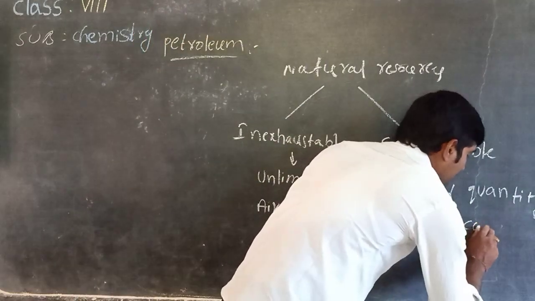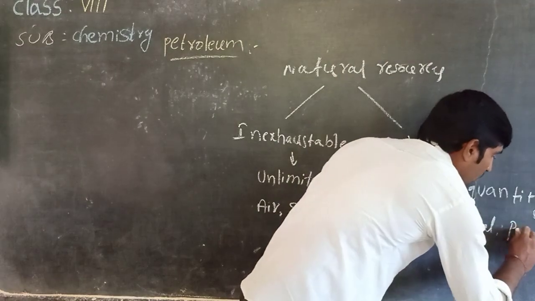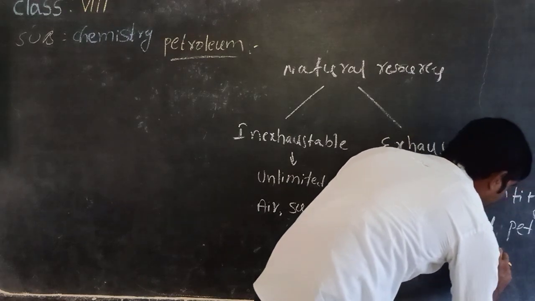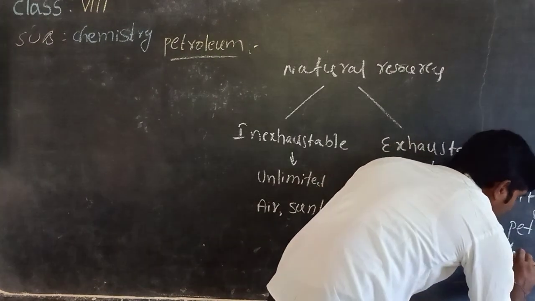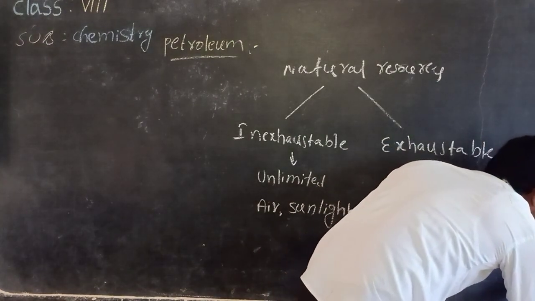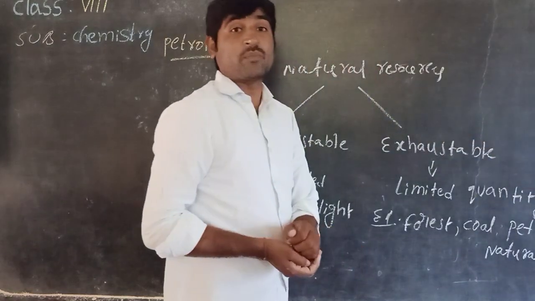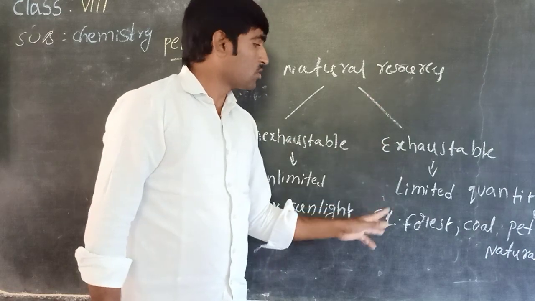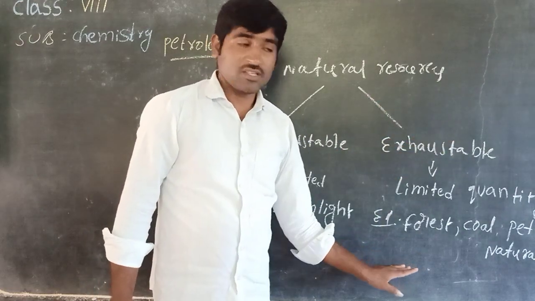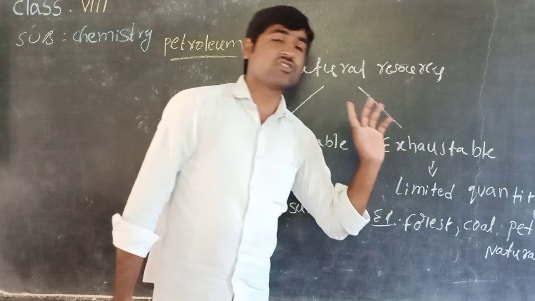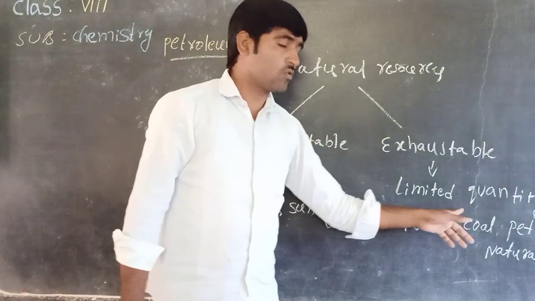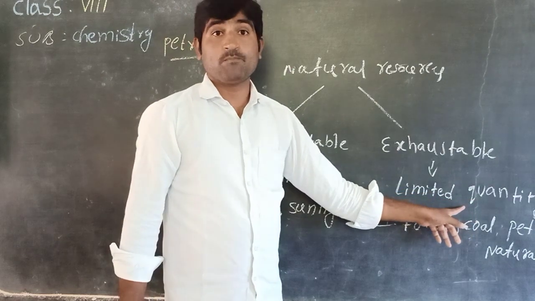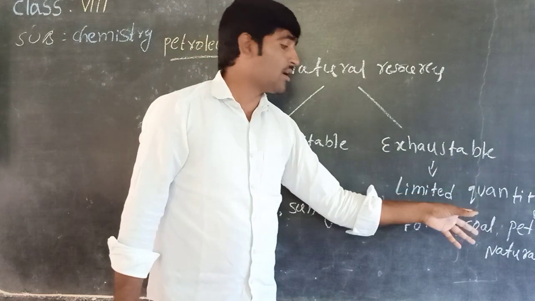Some more examples are coal, petroleum, and natural gas. These are examples of exhaustible natural resources. In this chapter, we are going to learn in detail about these exhaustible natural resources: coal, petroleum, and natural gas. Already we discussed coal. What is coal? Coal is a black and thick substance. Yes or no, children?